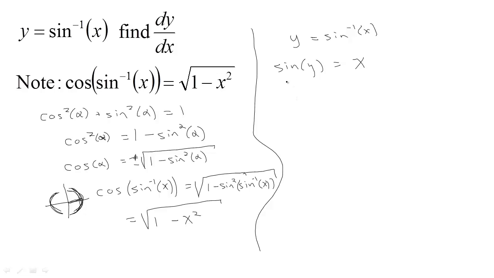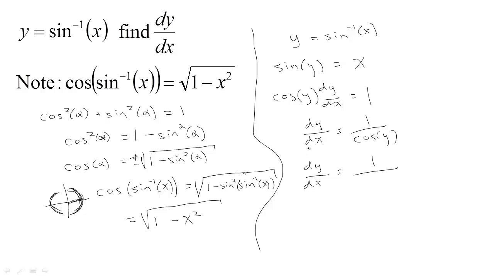Now we can use implicit differentiation. If we take the derivative of both sides with respect to x, this is a chain rule because y is a function of x inside the sine, so we get the derivative of the outside, which is cosine, evaluated at the inside, times the derivative of the inside. The derivative of x with respect to x would be 1, and therefore dy/dx is 1 over the cosine of y.